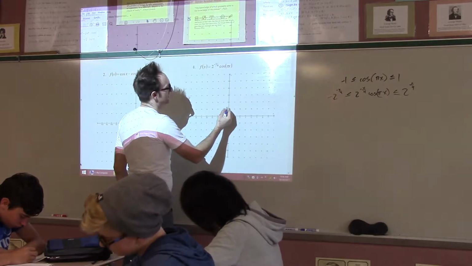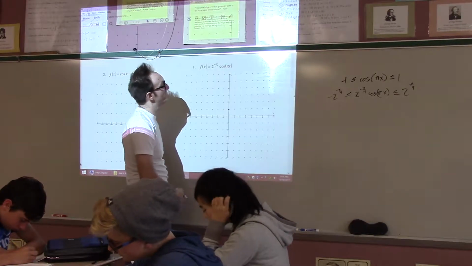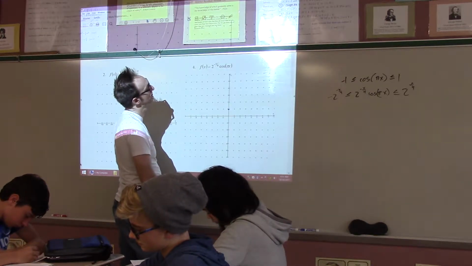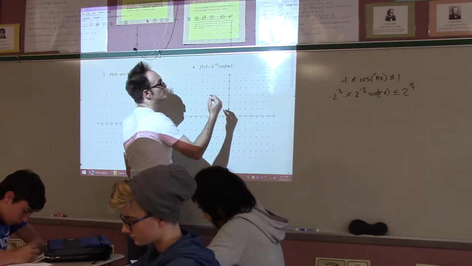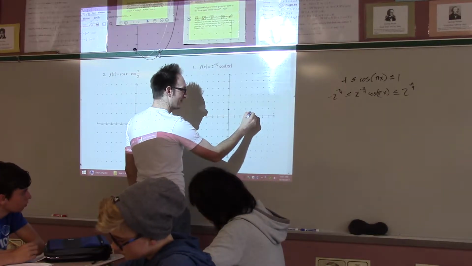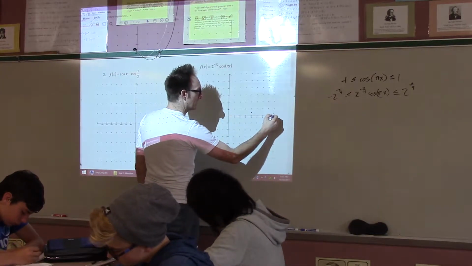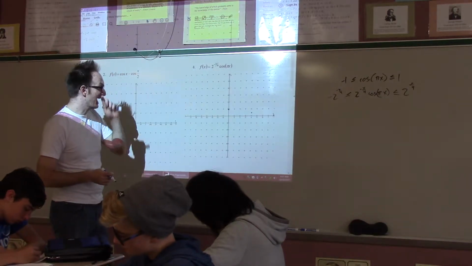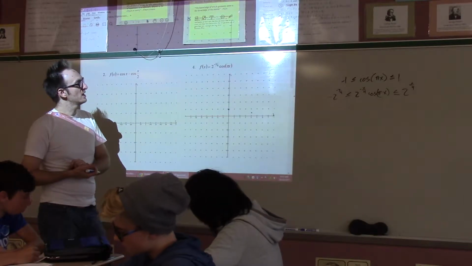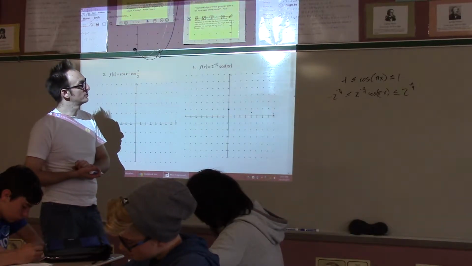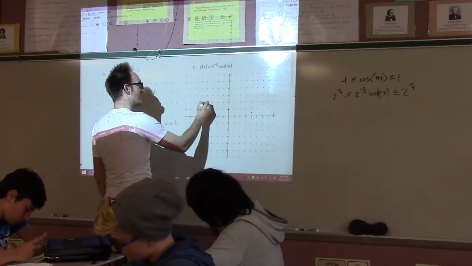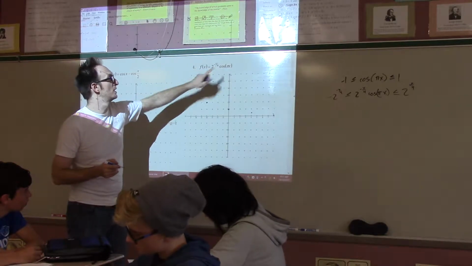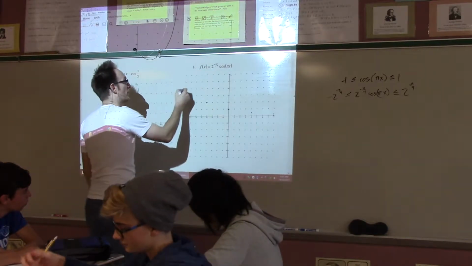If I plug in 0, I'll get 1, of course. If I plug in 4, I get 2 to the negative 1, which is a half. And if I plug in 8, I'll get a fourth. Agree? Yeah, that's right. If I plug in -4, then I will get 2 to the 1, which is 2. And if I plug in -8, then I will get 2 to the 2, which is 4.